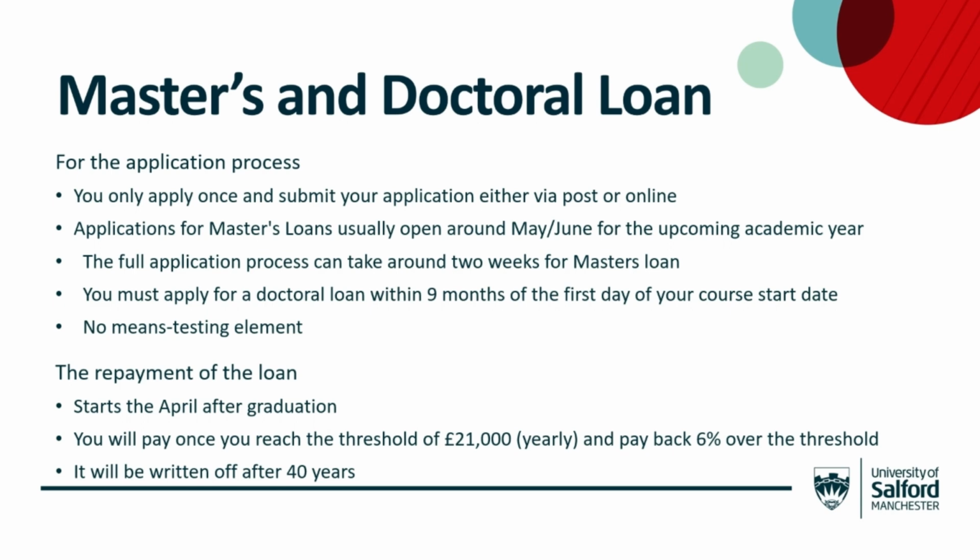When it comes to repaying a loan, you'll repay a percentage of your income over the threshold for the type of loan that you're getting. So this may be worked out yearly or monthly or weekly, depending on how you're paid. And currently the threshold yearly is £21,000. You will pay back 6% of your income over that threshold, which is a different percentage to what an undergraduate loan is if you currently have one.